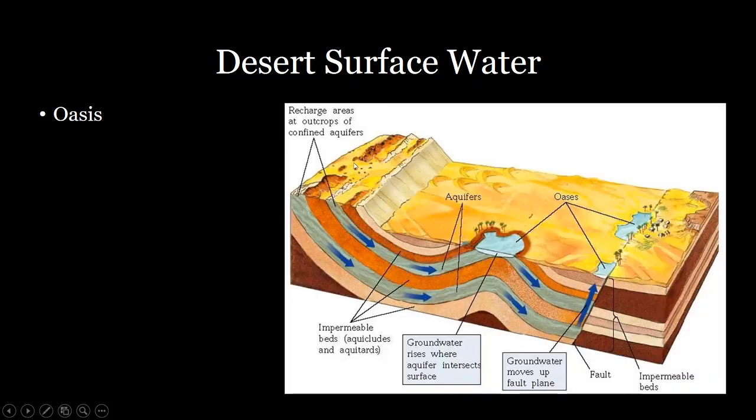So you can see this diagram here where you have a confined aquifer that flows water and is charged higher up in the mountainside. That aquifer either reaches the surface and forms an oasis, or that aquifer hits some sort of fault or fracture that allows water to move upwards more easily, and you have an oasis that forms along that fracture line.